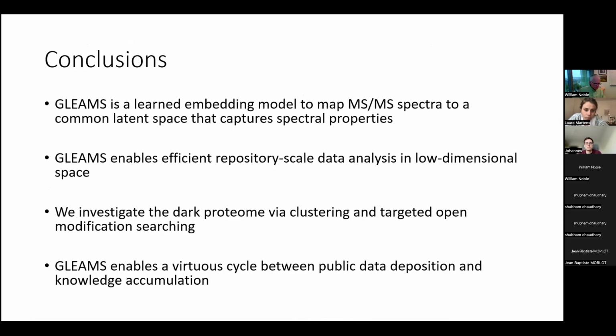So that's the first project, Gleams. Gleams is now, as I mentioned, a published tool, it's a learned embedding, and the goal is to enable efficient repository-scale data analysis. One of the things that we're exploring right now is what other uses we can put to these compact representations of mass spectra. So you can imagine using them, for example, for facilitating and speeding up various kinds of analyses. And we're hoping that other people will begin to use them as well as a way to facilitate other kinds of applications, particularly transfer learning applications and machine learning.